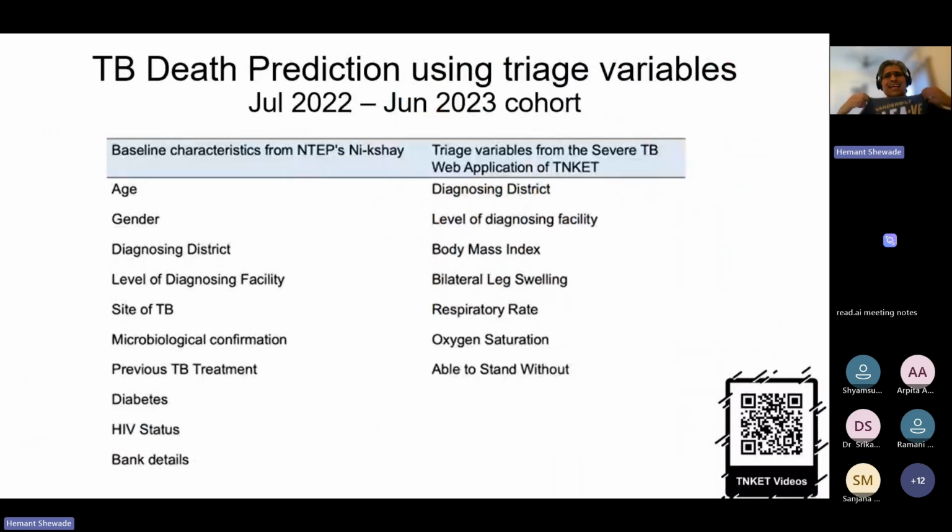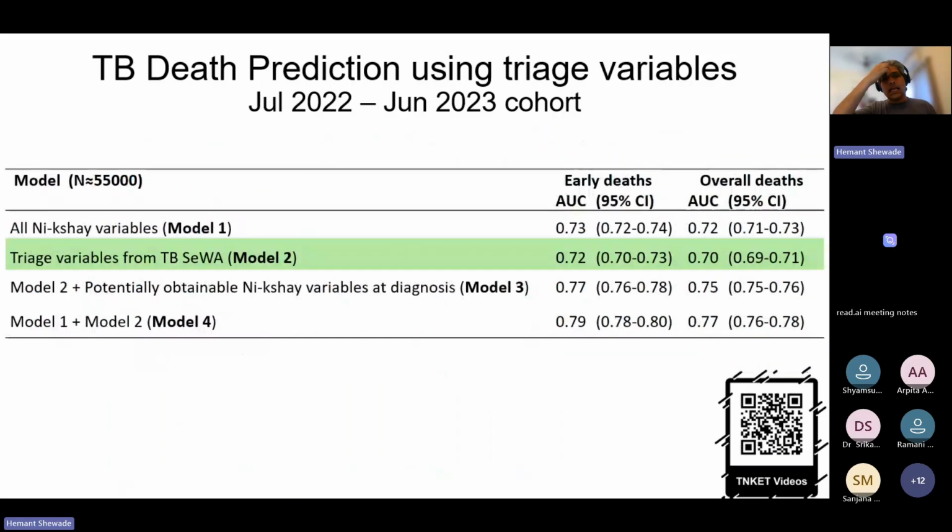Another thing that we did is using data, not the first year data, but at least data from July 2022 to June 2023 cohort. We had the triage variables also. See, Tamil Nadu was the first state that had these triage variables. We had their Nikshay characteristics also. We developed TB death prediction models, right? We developed model 1, that is death prediction based on all Nikshay variables. Model 2, death prediction based on 5 triage variables. Then model 3 based on model 2 plus potentially obtainable Nikshay variables at diagnosis, and model 4, which is nothing but model 1 and model 2.